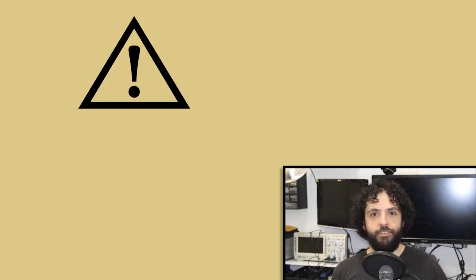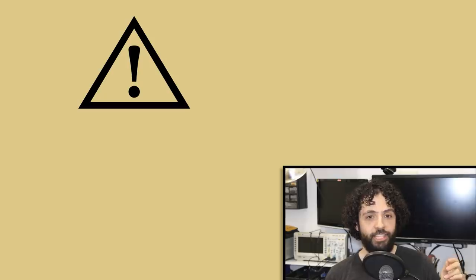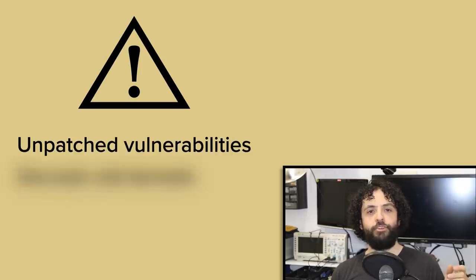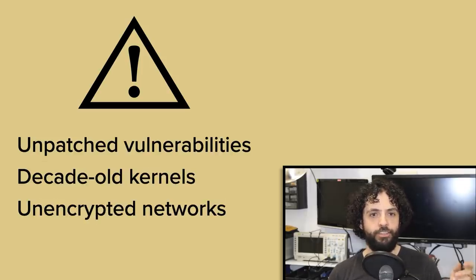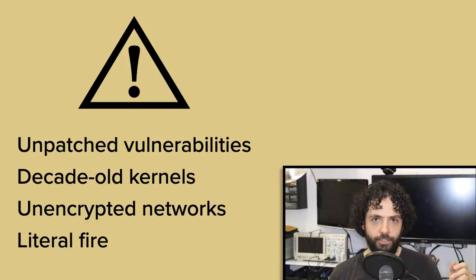This brings us to the filthiest crevasse of the embedded world. I must stop showing you pictures of circuit boards because this foul miasma is invisible. It's firmware and it's the libraries that these systems are built on. Trigger warnings: unpatched vulnerabilities, decade-old kernels, unencrypted networks, and literal fire.